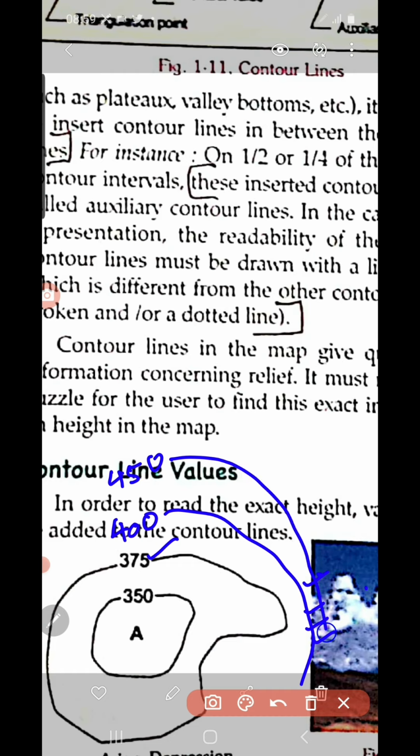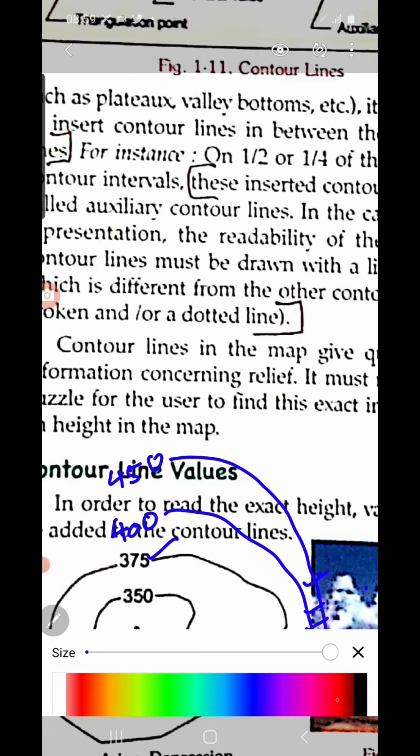So in between there are a number of contours. All these contours will be drawn, but they will make the index contours more bold. They will draw them bold. The contours which are drawn very bold, and also given special numbering like 400, 450, 300, 350, sometimes 375, are called index contours.